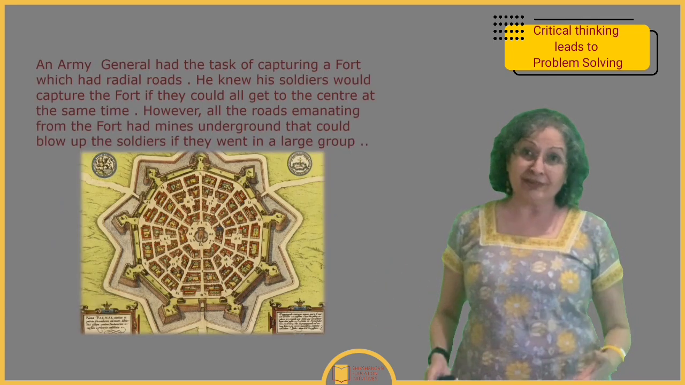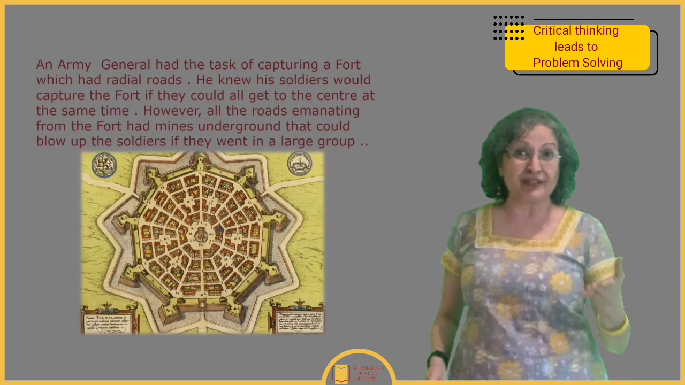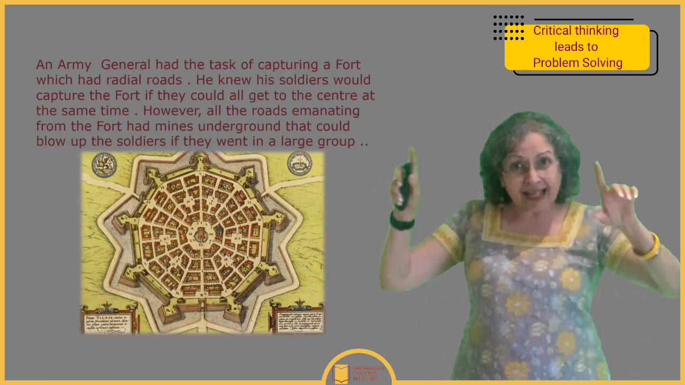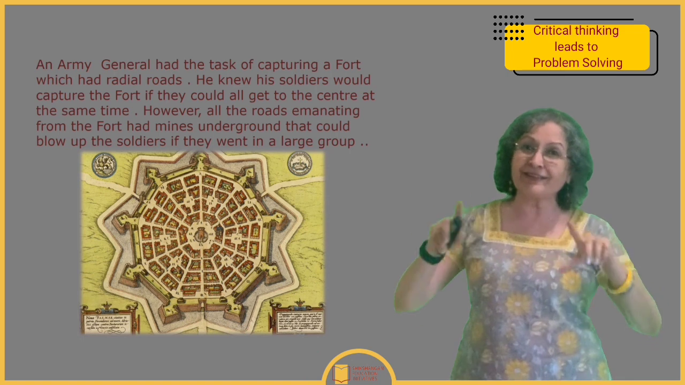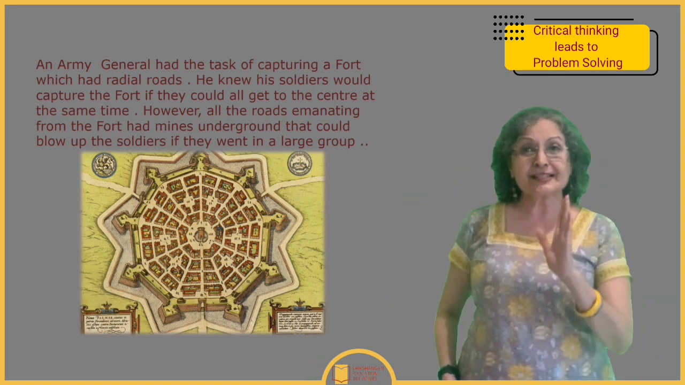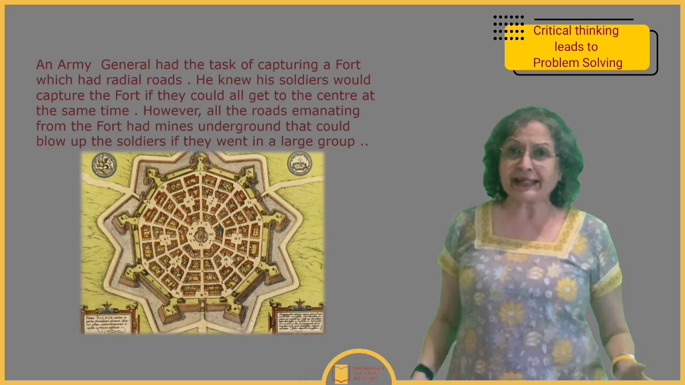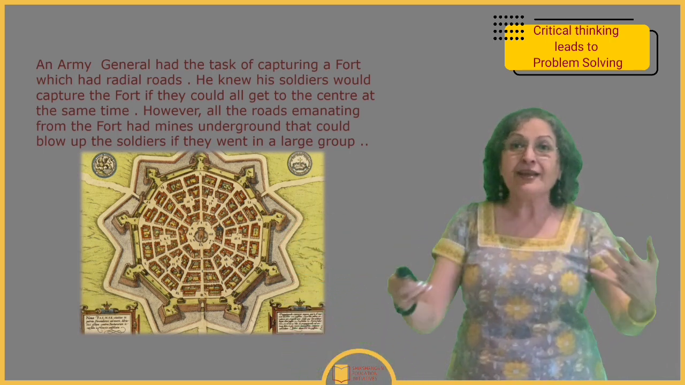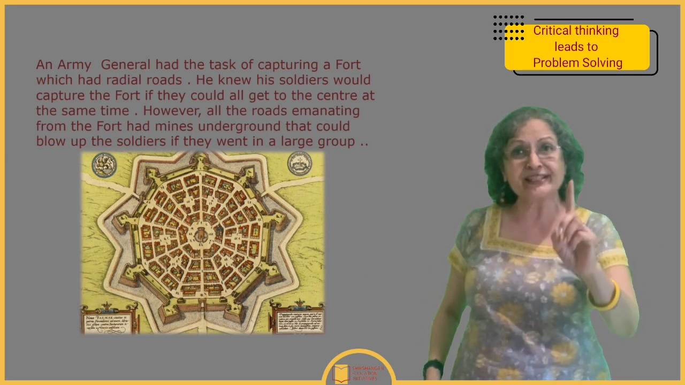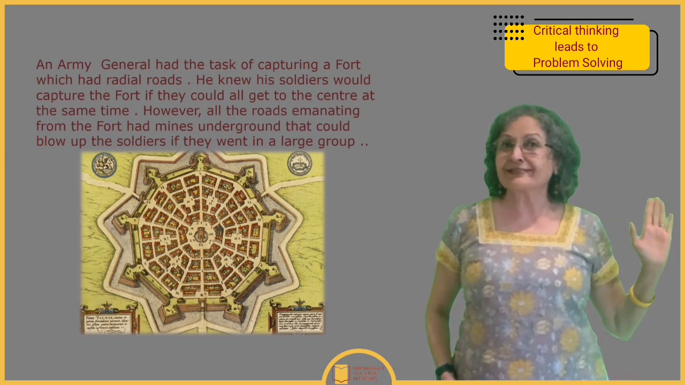One army general had to capture the fort. आप तस्वीर पे देख रहे हैं, there is a fort bang in the center, and cycle की spokes की तरह there are radial roads going out from this fort. Now again, this general knew that if he can get his whole army or his regiment to the center to capture the fort at one time, they can capture it.